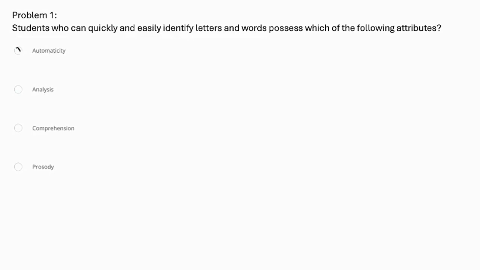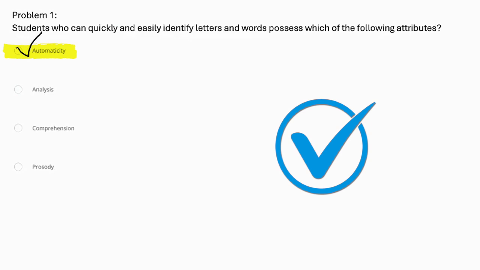Automaticity is the correct answer here. It's correct because it means the ability to recognize letters and words quickly and easily without having to think about it, which is exactly what's in our question. Why are analysis, comprehension, and prosody incorrect? It's because they involve understanding and interpreting information, not just recognizing it quickly. So we can cross all of those out, and automaticity is definitely the correct answer here.